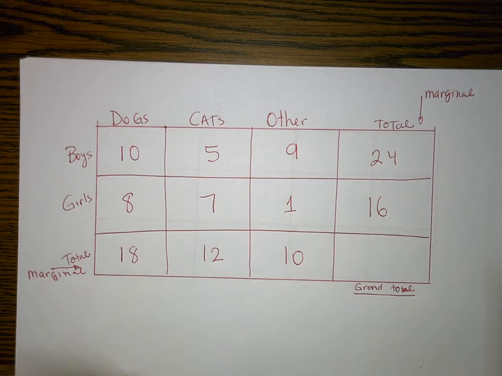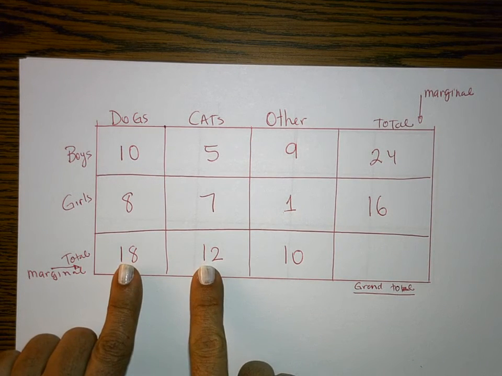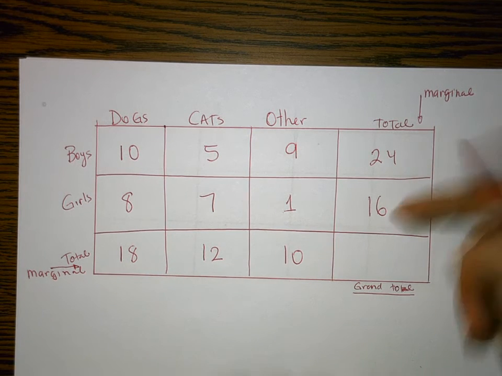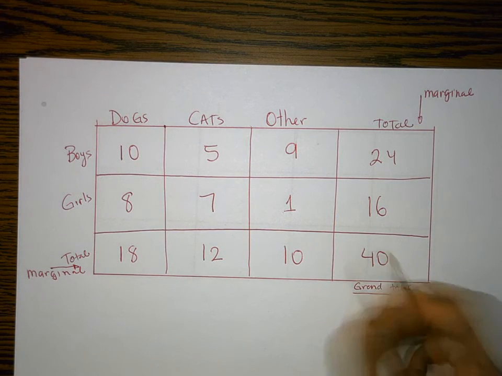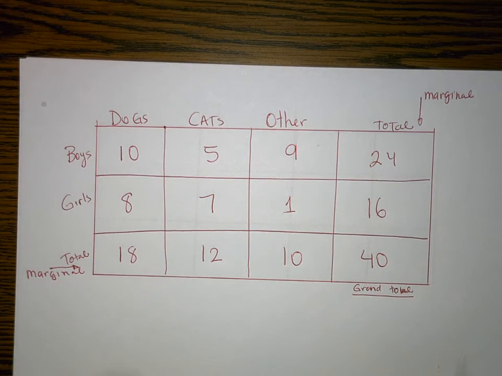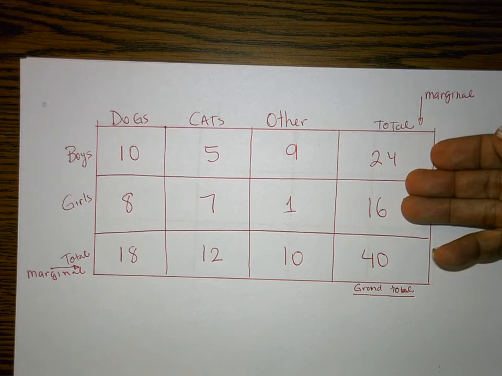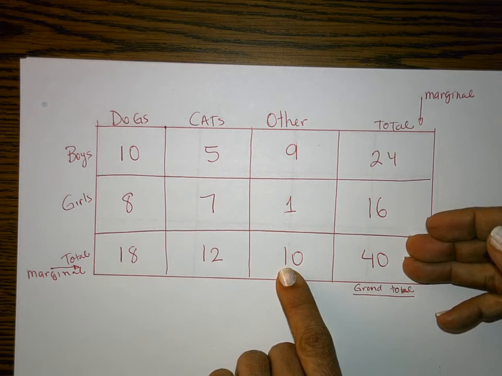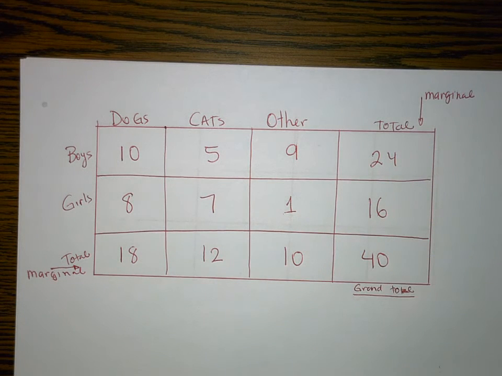Now, what is the grand total? Well, 18 plus 12 is 30, plus 10 is 40. And if you check over here, 24 plus 16 also adds to 40. This guy over here is our grand total. It should match if you did it right. If I add 24 plus 16, it adds to 40. If I add 18 plus 12 plus 10, it also adds up to 40. So it's true no matter which way you look at it.